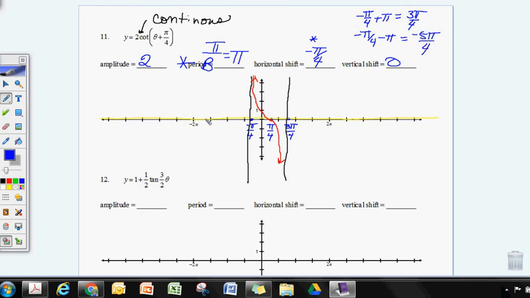So at -5 pi over 4, which would fall right about here, and between -5 pi over 4 and -1 pi over 4, -3 pi over 4 would fall. And again, my asymptote at the end, because it's going to give me a continuous wave.